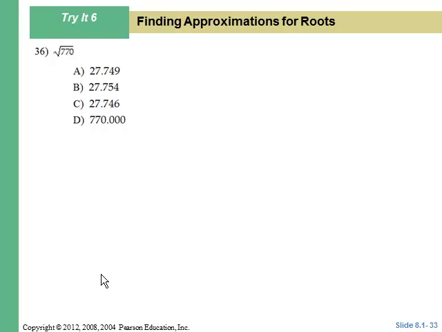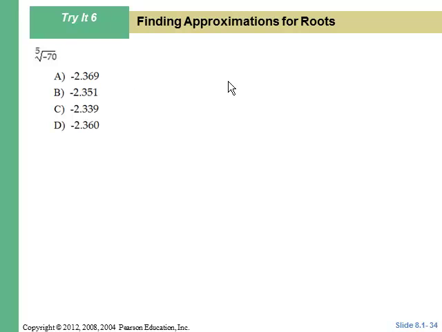You do this one. I get 27.749. This one, the fifth root of negative 70 is negative 2.339.